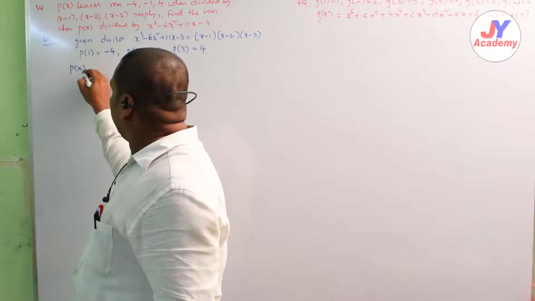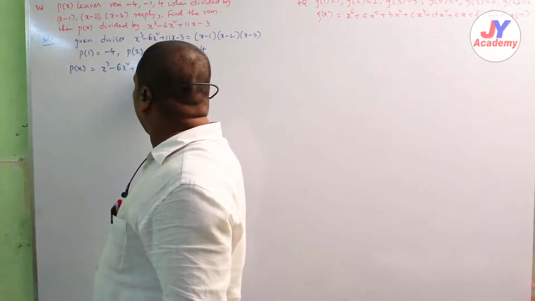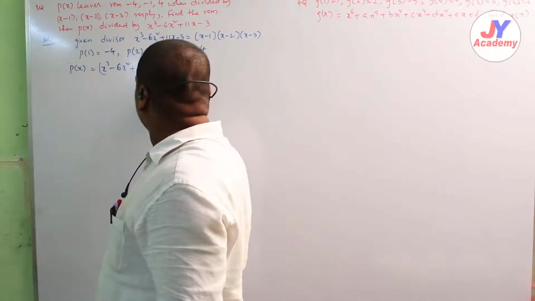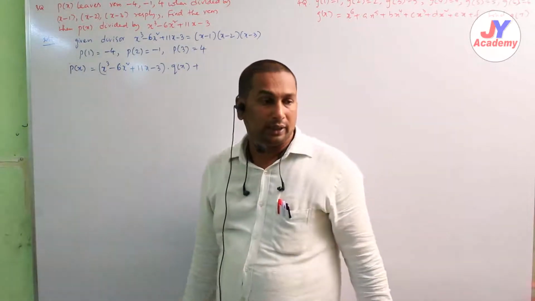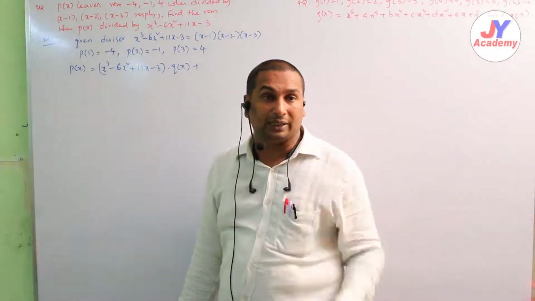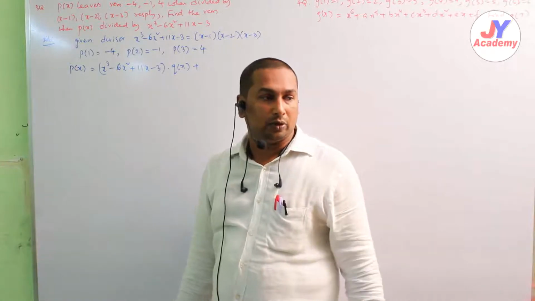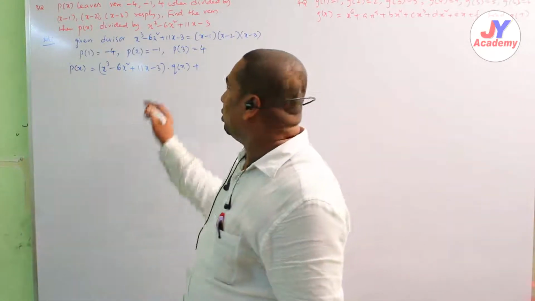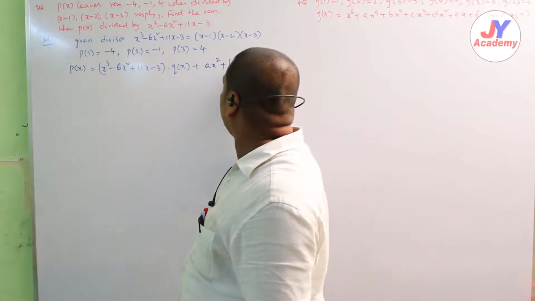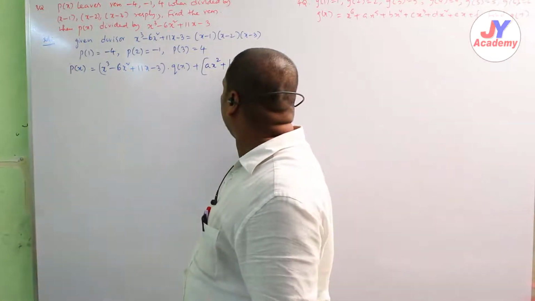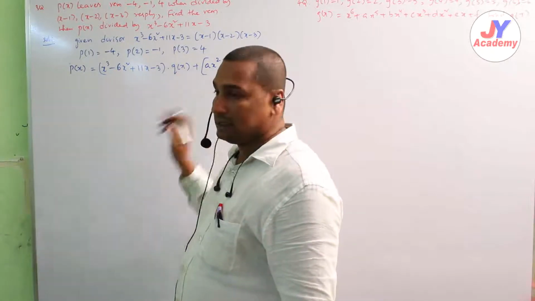When P of x is divided by x cube minus 6x square plus 11x minus 3, if quotient q of x plus remainder, what is the degree of divisor here? 3. When degree of divisor is 3, what about degree of remainder? Less than 3, so it may be 2 or 1 or 0. So assume that it is ax square plus bx plus c as the remainder. This is the division algorithm: P of x is equal to divisor into quotient plus remainder.